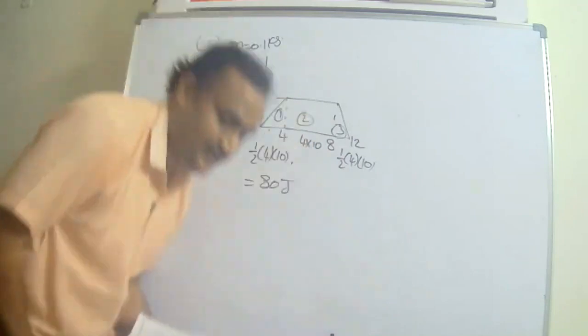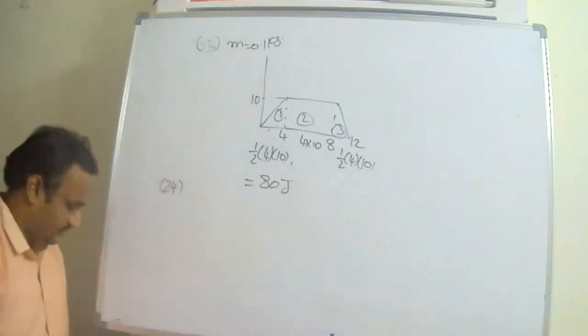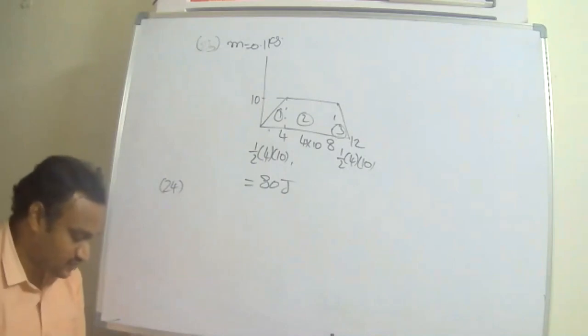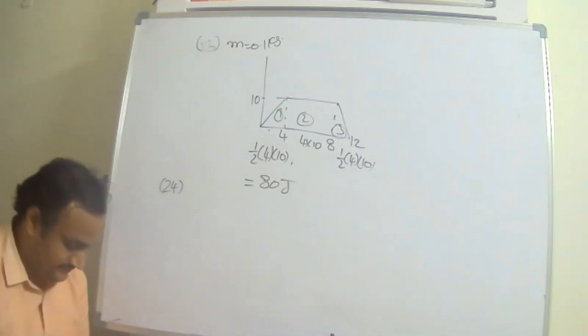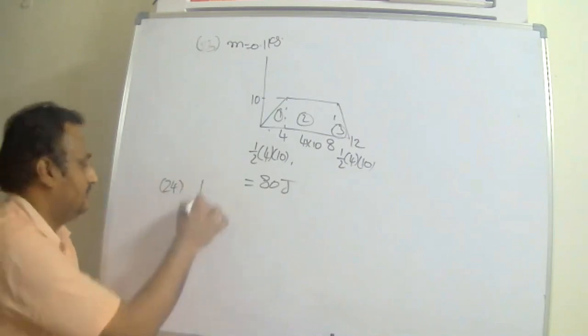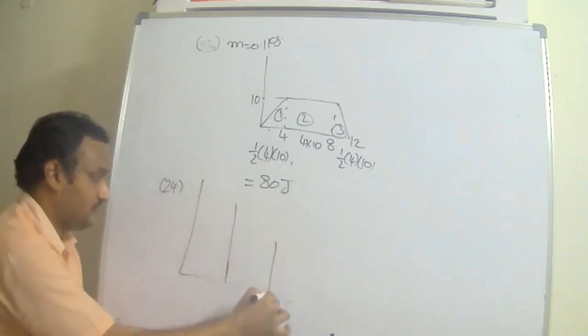We find the area of those diagrams. Next, the force displacement graph is shown in the figure. Find the work done from 2 meters to 12 meters. So 2 meters to 12 meters.